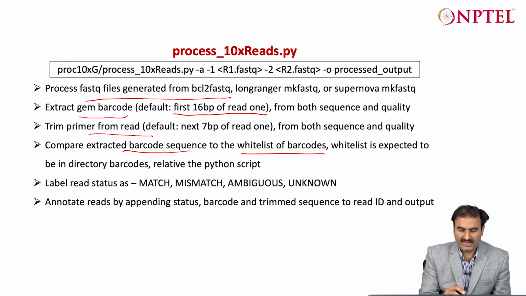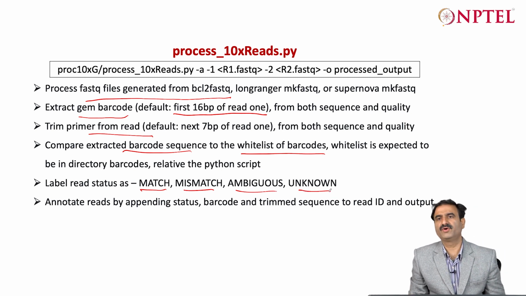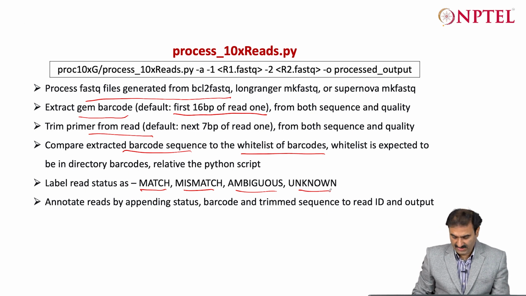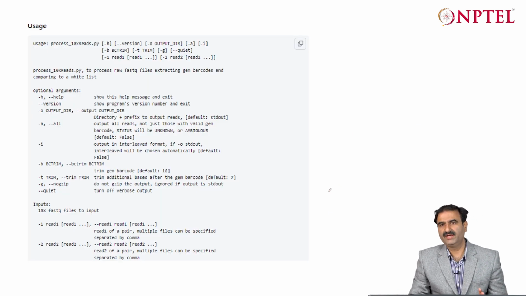It also labels each read as match, mismatch, ambiguous or unknown, based on the quality of the barcode. If the barcode matches exactly with the whitelist, it is given a match. If there is an error or mismatch in the barcode, it is called mismatch. If it cannot be resolved, it is ambiguous. And if no barcode was found, it is called unknown. This is then further processed by the next script, filter_10xReads.py.